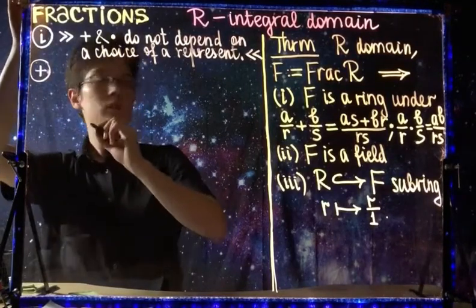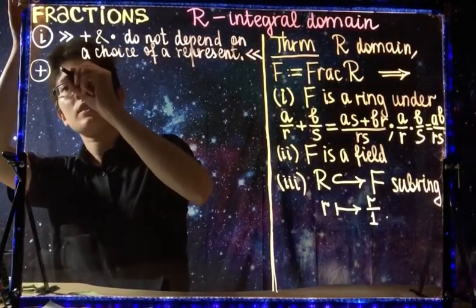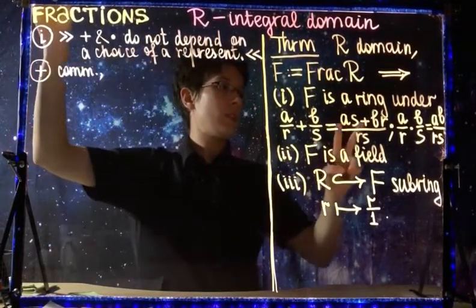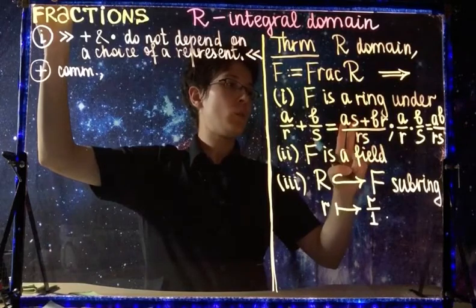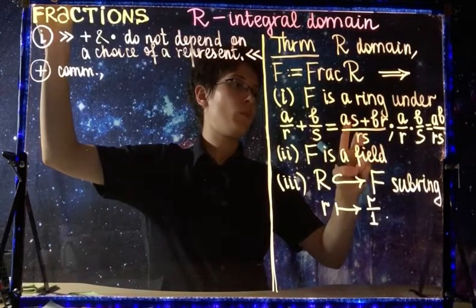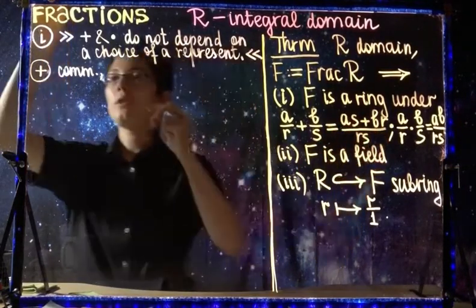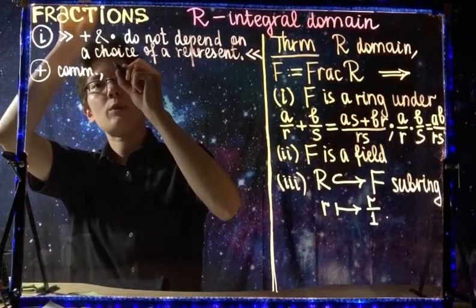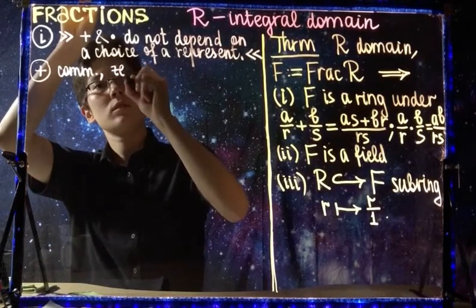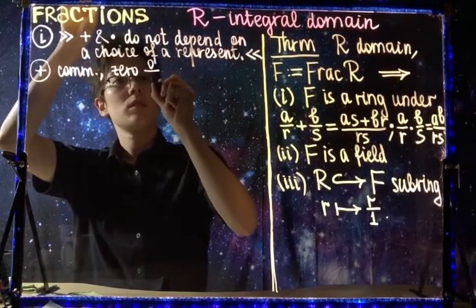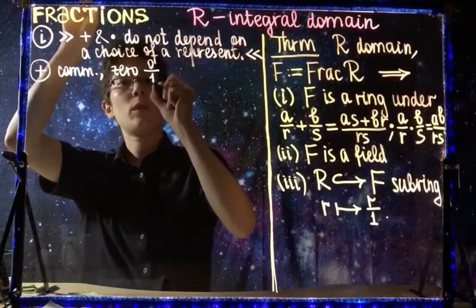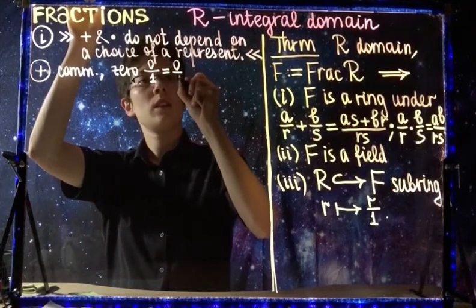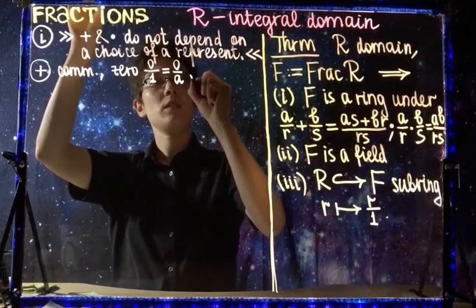For addition, it is clear that it is commutative because AS and BR, we just move them from left to right and vice versa. And it has the 0 element, the fraction 0 divided by 1, or basically 0 divided by a for any non-zero a.